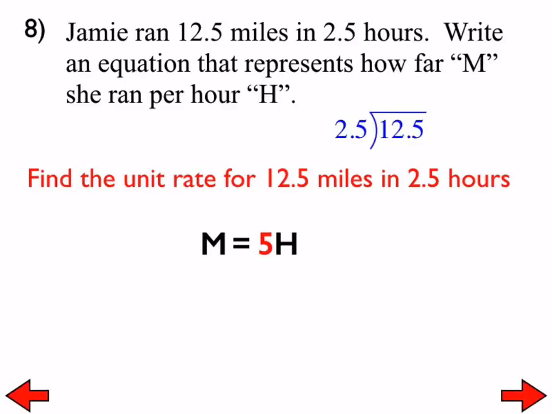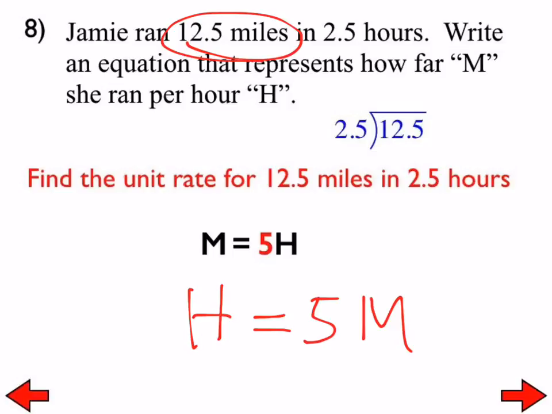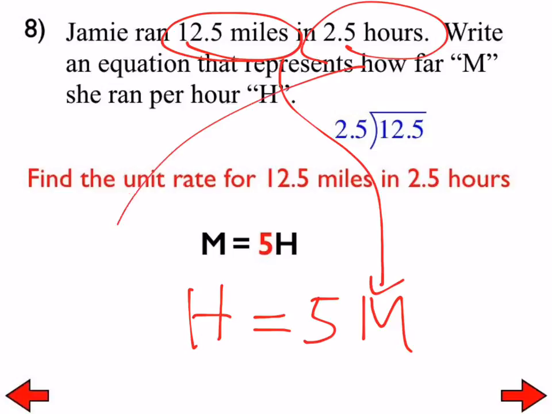So what was given to us originally for number 8 was this: H equals 5M. Anybody know how we can check to see which one is right? If we take what we have for the miles already, 12.5, and multiply it by 5, it should equal 2.5. Yeah, and that's clearly not correct. 2.5 is not equal to 5 times 12.5.